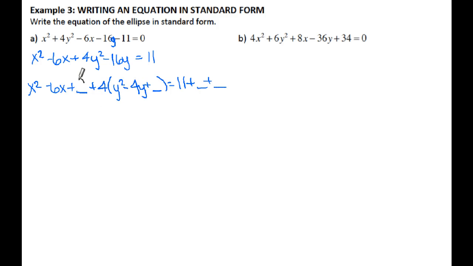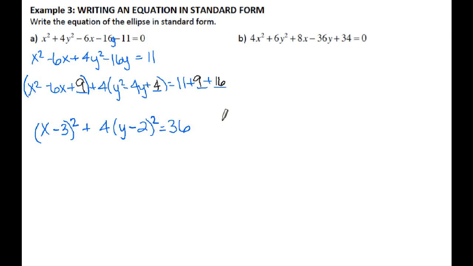In my first blank, I can put a 9, taking half of -6 and squaring it. For my second blank, taking half of -4 and squaring it gives me a positive 4. Please be careful. Do not put a positive 4 over here. You're taking 4 times 4, which is 16. I can factor these quadratics. So that leaves me with (x minus 3) quantity squared, plus 4 times (y minus 2) quantity squared, equals 36.